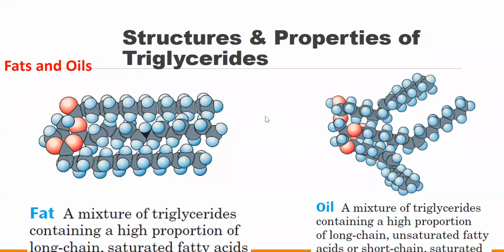Okay, the structures and properties of triglyceride. Again, a fat is a mixture of glycerides containing a higher proportion of long-chain saturated fatty acids. So again, from our sources of animal fats and oils, we don't get them as free fatty acids. You always get them in the bound form. Our source is in the triglyceride form, no?